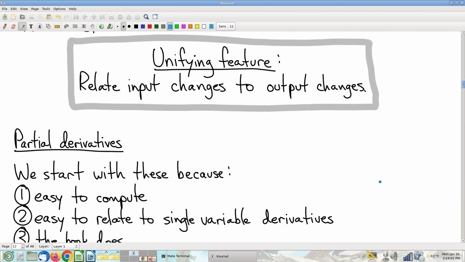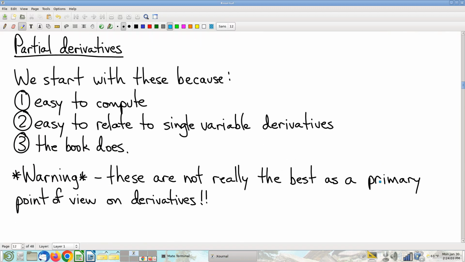We're going to start with partial derivatives for a combination of reasons. Here is my take on the three reasons. We're going to start with this. They're easy to compute. We're going to see that very quickly. They are super easy to compute. That's a good thing. All right, this is valuable.